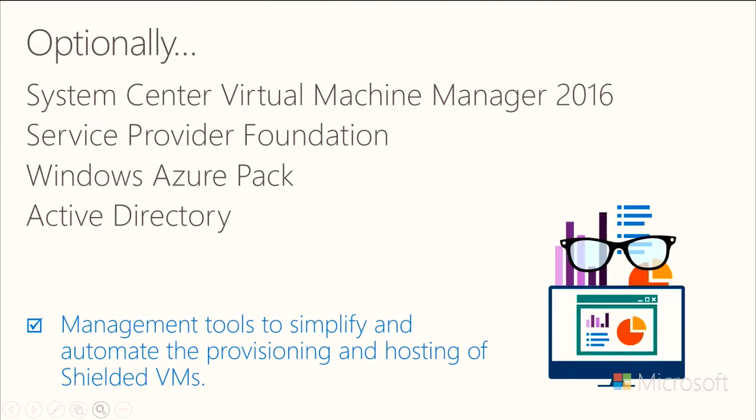There are 2 or 3 optional components that you can tack onto a guarded fabric. These are not required, so I do want to be clear there. You can use System Center Virtual Machine Manager. I would recommend that this is used because VMM provides a great deal of additional management tooling than you would get merely with the PowerShell commandlets themselves that come with Hyper-V and that come with the guarded fabric workloads.